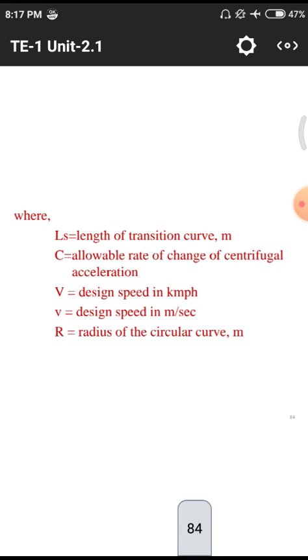Next, terminology. In the previous formulas, Ls is the length of the transition curve in meters. C is the allowable rate of centrifugal acceleration. Allowable means the permissible values, the values we should not exceed.